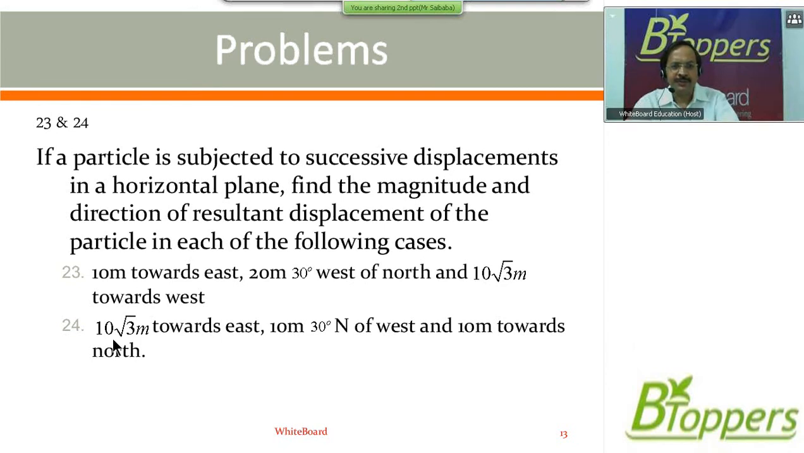Otherwise, here the particle first moves 10 root 3 meter towards east. Next moves 10 meters in the direction 30 degrees north of west. And finally moves 10 meters towards north. You have to find the magnitude and direction of the resultant displacement of the particle. You can solve this problem also by the same procedure as we have done the previous problems. If you want to try, you can take a pause and try this problem.